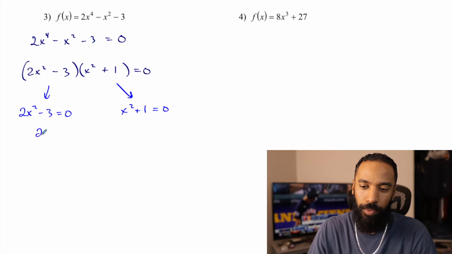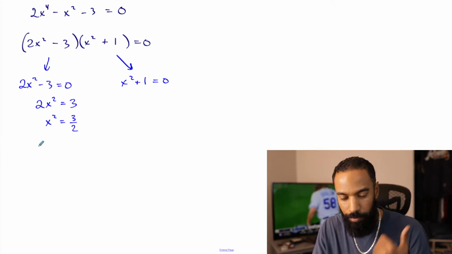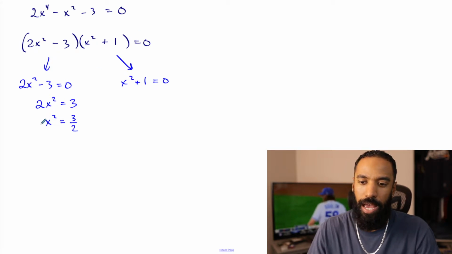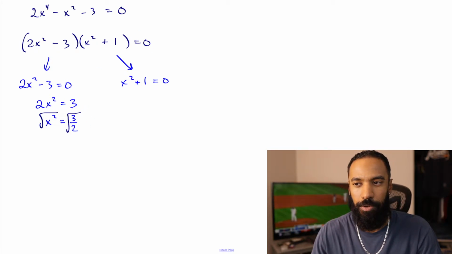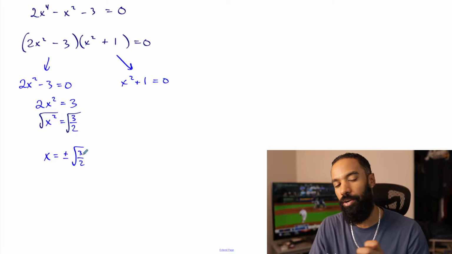If I add 3 to both sides here, and then divide both sides by 2, I get x squared equals 3 halves. Now that's just x squared right there. If I take the square root of both sides right here, I'm going to get, now this is the part you're going to have to remember as part of the solution set, plus or minus the square root of 3 over 2. Now I'm not done here. I'm not going to box this just yet.